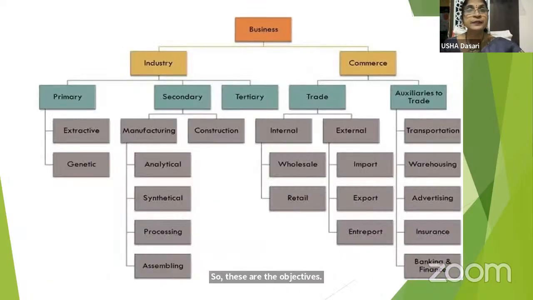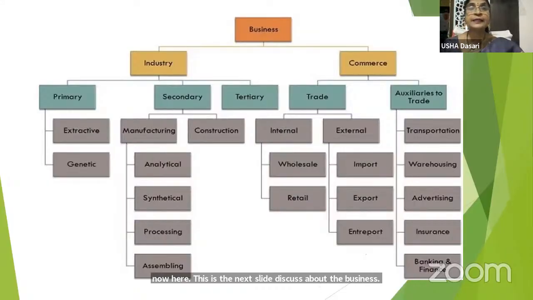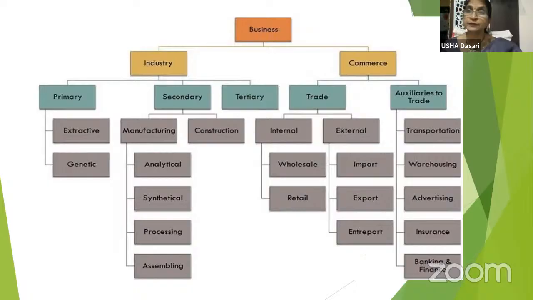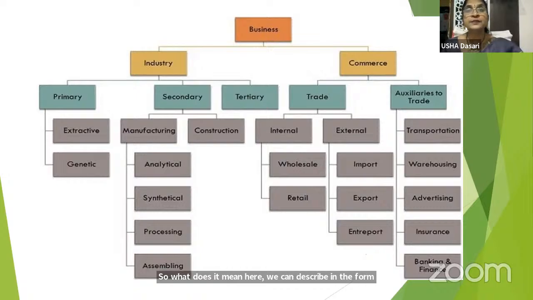Now, the next slide describes the business. So what is business here? In the starting, I gave you one equation. What is business? The meaning I told you: production and distribution of goods and services is called business. What does it mean? We can describe it in the form of an equation: business equals industry plus commerce, in simple words.